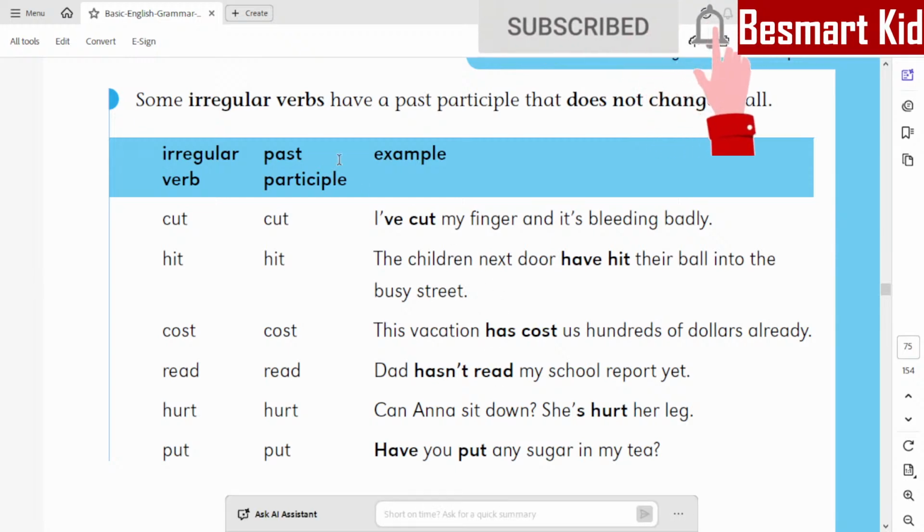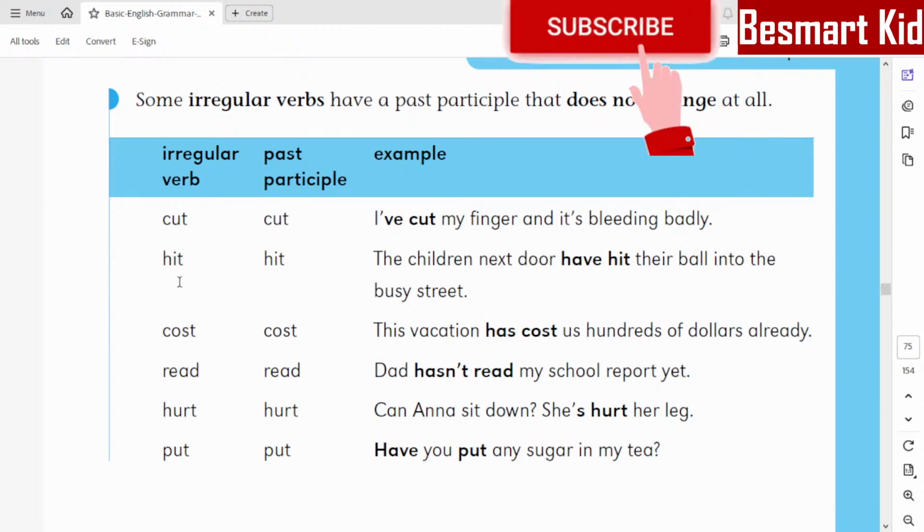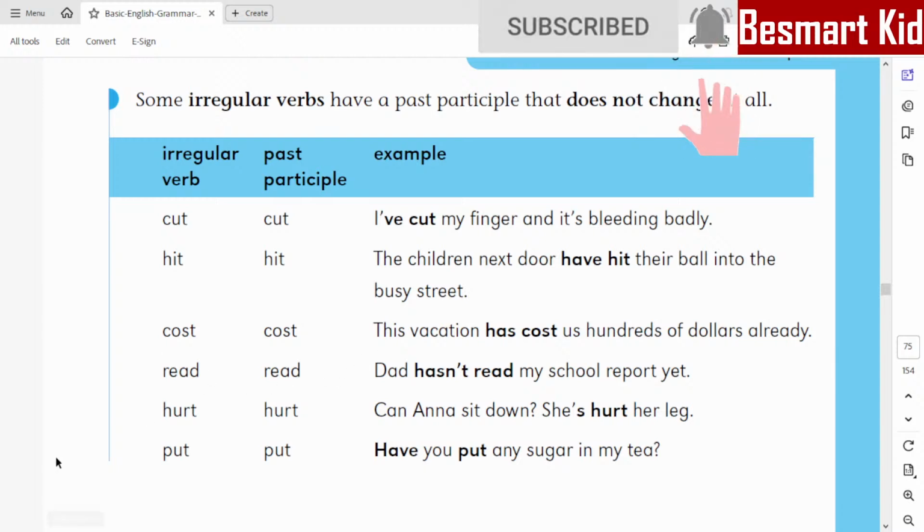Some irregular verbs have a past participle that does not change at all. Here we have the irregular verbs and the past participle. Cut, cut, cut. Hit. Cost. Read. Hurt. Put.